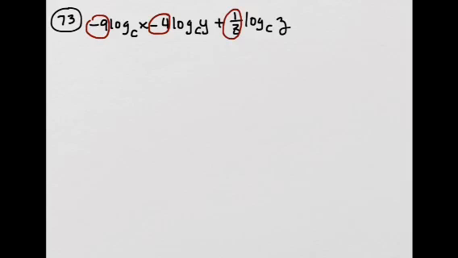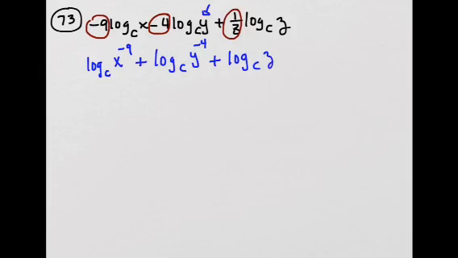So I'm going to write this as log base c of x to the negative 9 plus log base c of y to the negative 4 plus log base c. Oh, and that was a typo, by the way, right here. I know on the handout it says x, but it should be y. And then z to the 1/3.